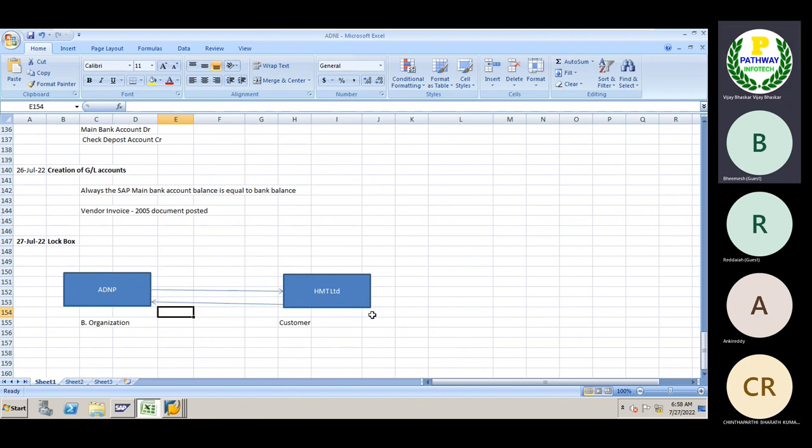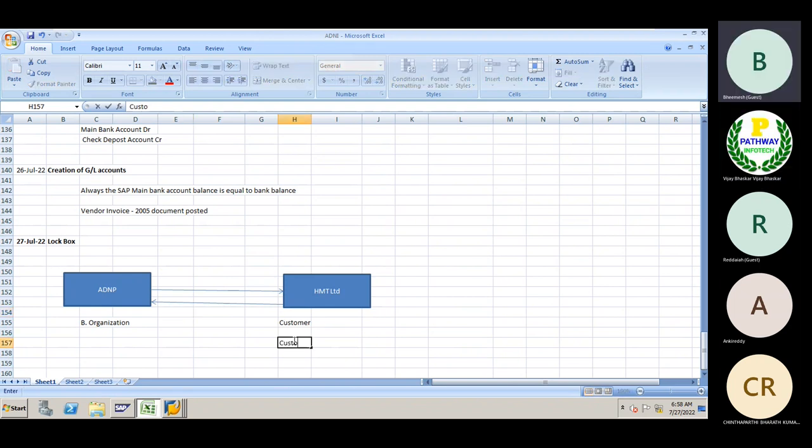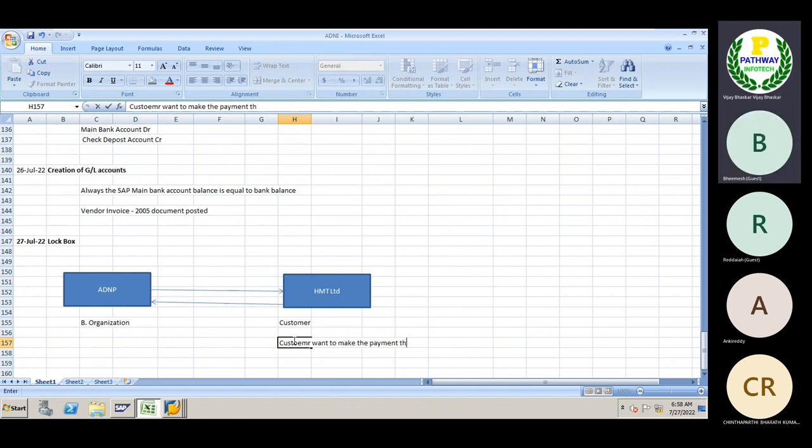First, our customer wants to make the payment. I'll write it: customer makes the payment by check. Now what will happen? The customer needs to prepare the check and send it. Today is the 27th of July. If today the customer prepares the check and sends it to the organization, again, to reach from the customer's place to our organization, it may take around 2-3 days.